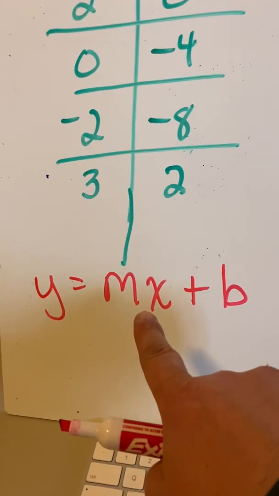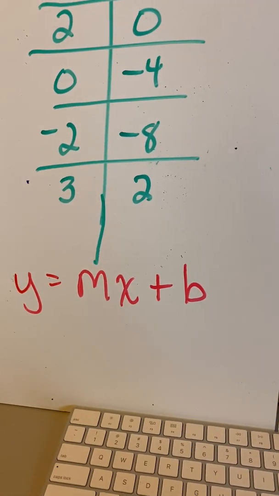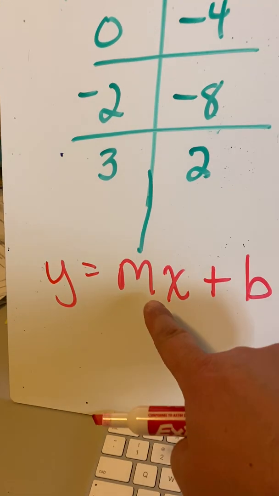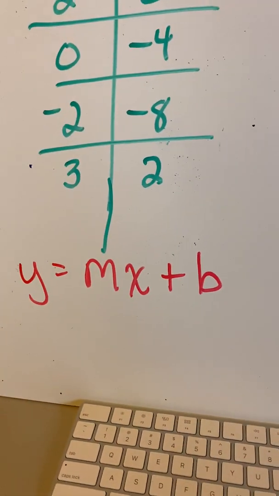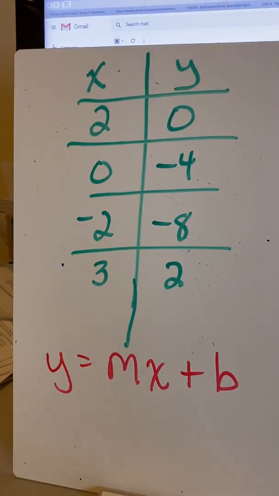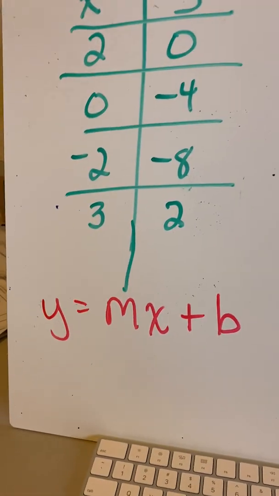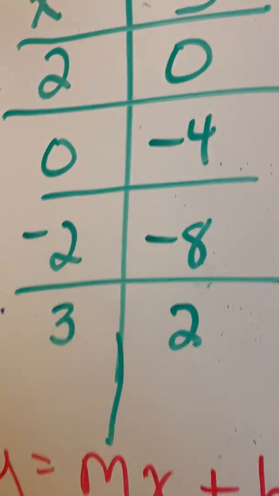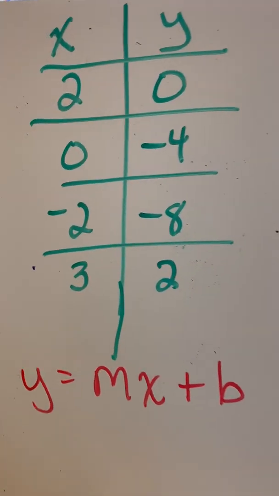We know to write the equation, we've got to make something that looks like y equals mx plus b, the slope-intercept formula. Slope is the m, y-intercept is the b. The x and the y are just any old ordered pairs. Well, we've got a lot of ordered pairs here, okay?